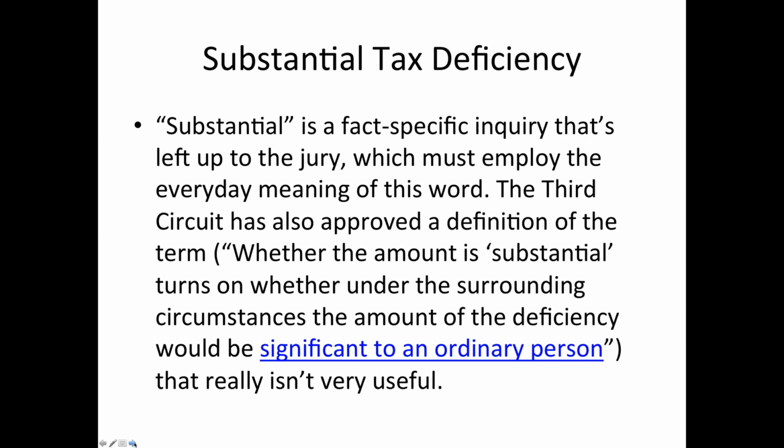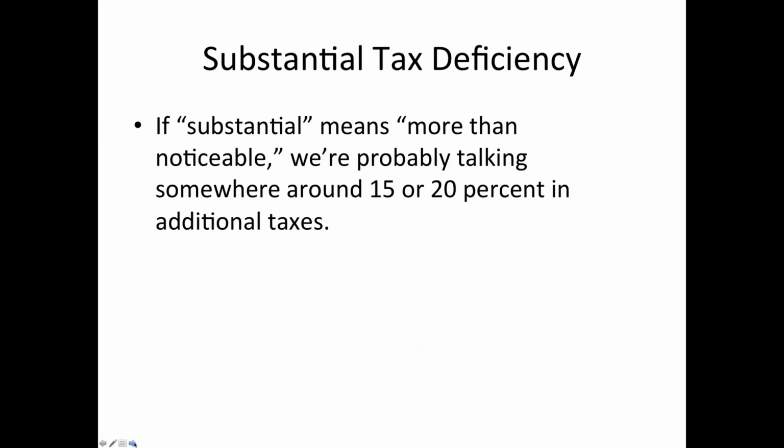In the Third Circuit, the Third Circuit Court of Appeals has also approved a definition of the term, and the definition that it employs is whether the amount is substantial turns on whether, under the surrounding circumstances, the amount of the deficiency would be significant to an ordinary person. And so it's not very useful, this definition, but nonetheless, this is what we're left with from case law. Now, if substantial means more than noticeable, we're probably talking somewhere around 15 or 20% in additional taxes.